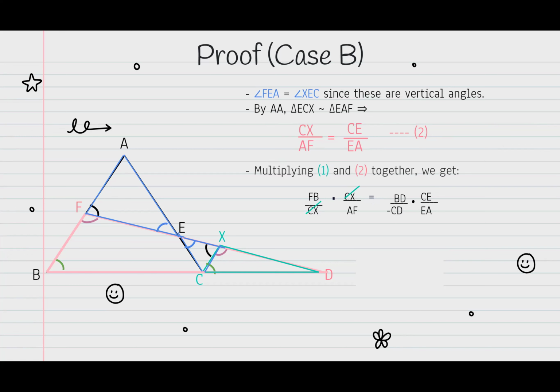We can once again cross out CX and rewrite it as FB over AF is equal to BD over negative CD times CE over EA. We can multiply by the reciprocal of FB over AF to now make it BD over CD times CE over EA times AF over FB, which the product of that equation will make be a -1.